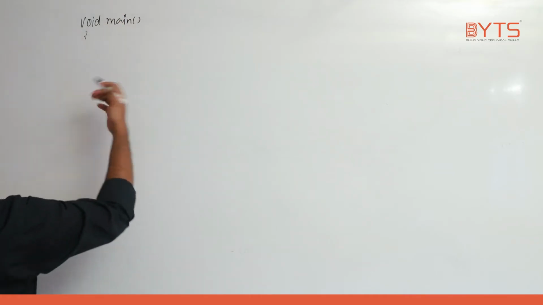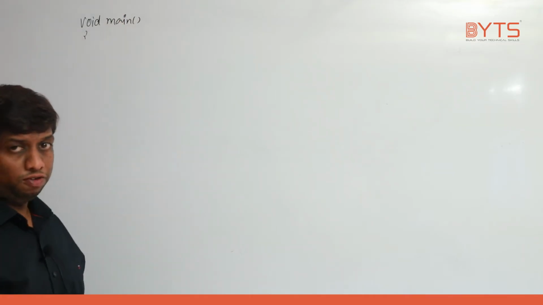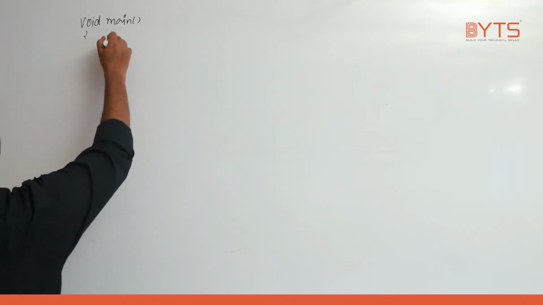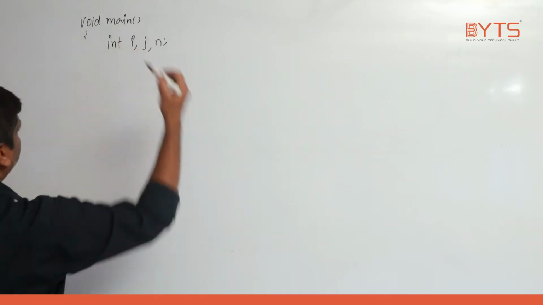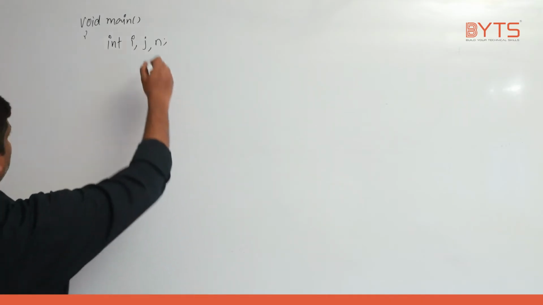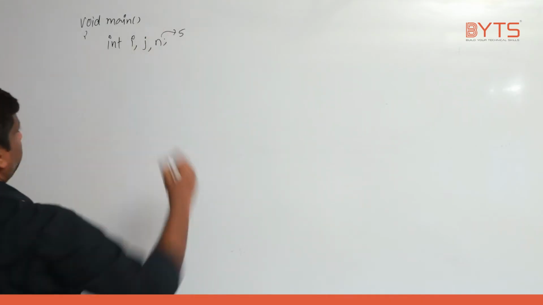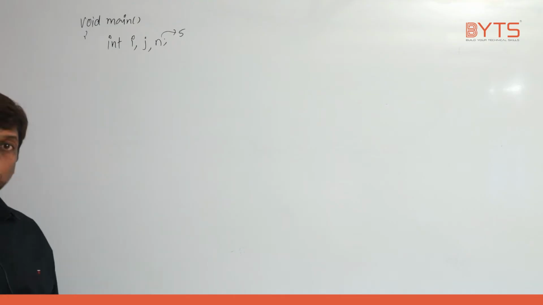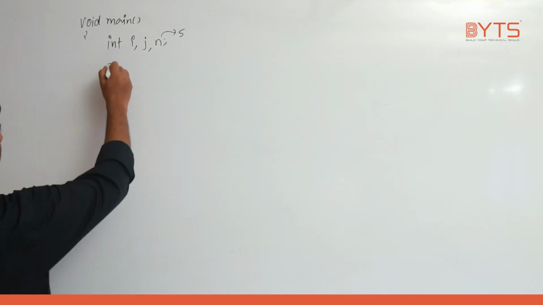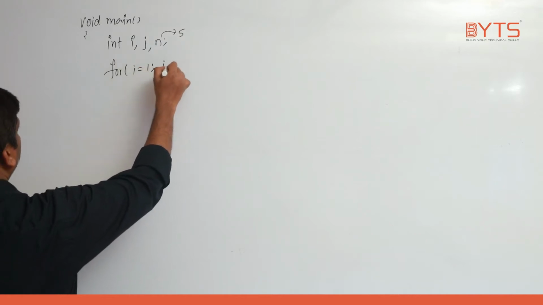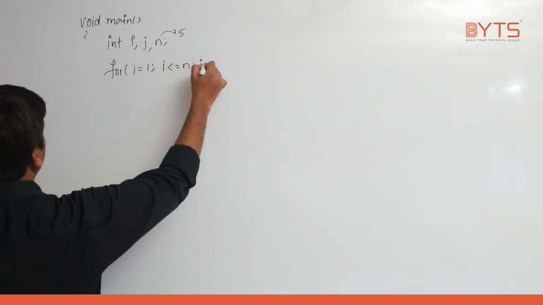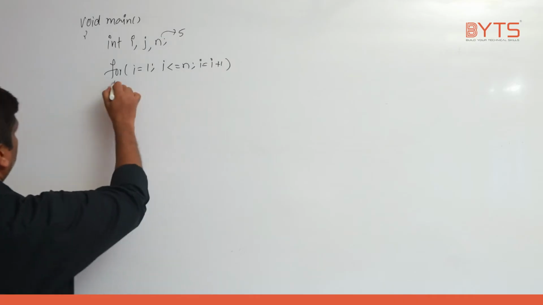Like see here, a little interesting thing we are going to do. Okay, fine. int i, j, n. For simplicity purpose, I am assuming n as 5. For i is equal to 1, i less than or equal to n, i is equal to i plus 1.